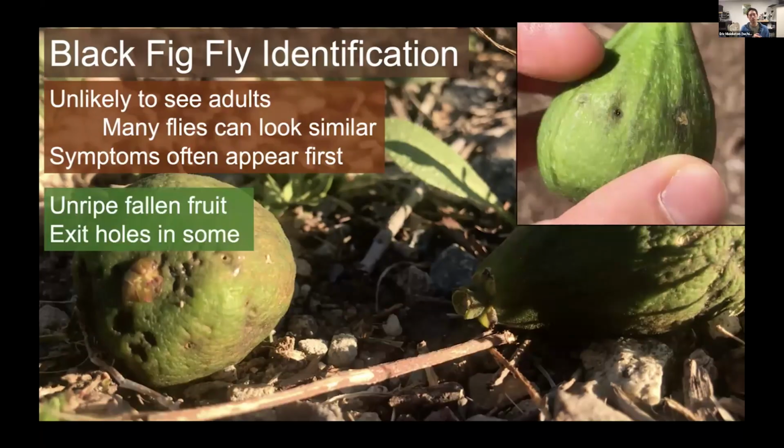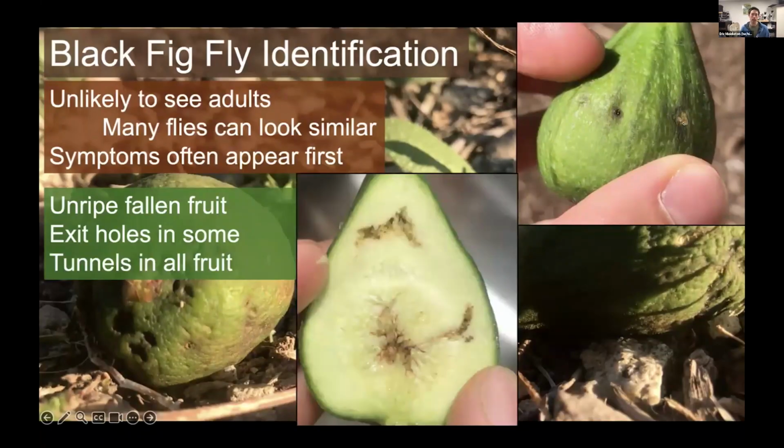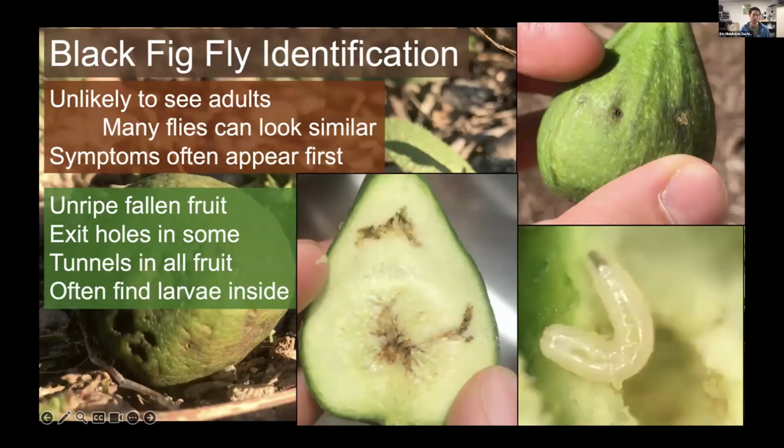So again, you're looking for unripe fallen fruit. If you just have unripe fallen fruit that's coming to the ground, that's almost certainly going to be black fig fly, especially if you look at it and you start seeing these tiny pinprick-like exit holes in the fruit. That is almost certainly, again, black fig fly. If you cut it open, then you'll start to see these tunnels in the fruit, these little tunneled out areas or sections where it's filled with this darkish brown material. That is also very indicative of black fig fly.